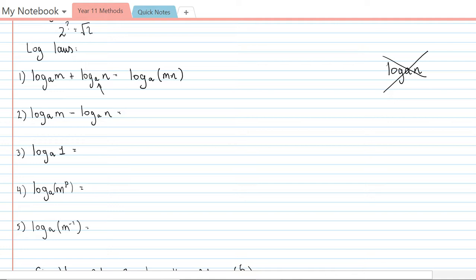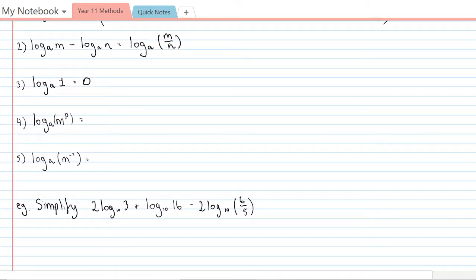Now, the second log law, so we have log A of m minus log A of n. So you might have guessed already that this is going to be log A of m over n. So when we are minusing logs, we divide what's inside the log function. Log A of 1, well, this is just like the first questions we were doing. This means A to the power of something equals 1. That something must be 0.